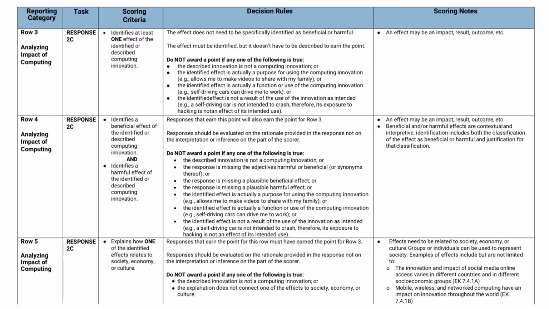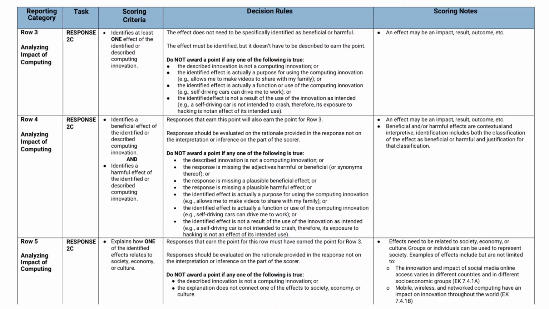If you just talk about one effect at all, you get row 3. If you talk about both a beneficial and a harmful effect, then you get row 4. If you talk about a beneficial and harmful effect and you get row 4, you automatically get row 3 because they're staged, right? You can't get row 4 without getting a point on row 3. So I often will just look for row 4 and say beneficial and harmful effect. Yep, they're both there. Okay, 3's got a 1, 4's got a 1.